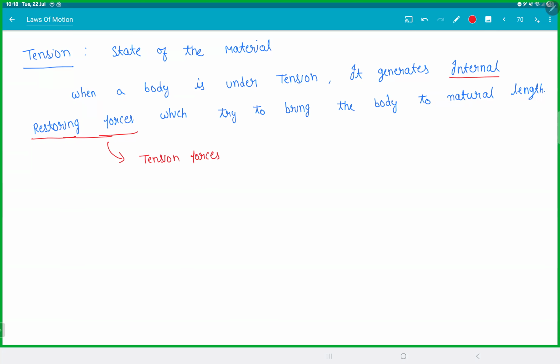So when you take a rubber band and you try to stretch it, inside the rubber band some kind of forces will generate, which will try to bring it back to the normal state. That's the reason when you leave the rubber band, it comes back to the normal length. So instead of calling it tension forces every time, we will call this thing tension.